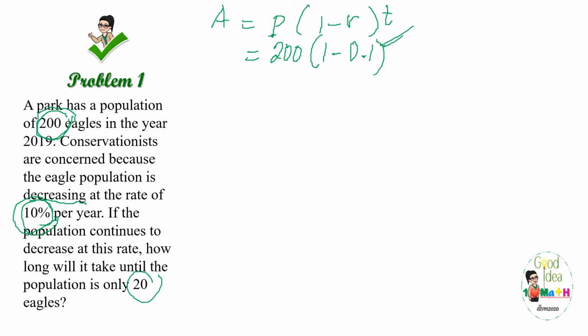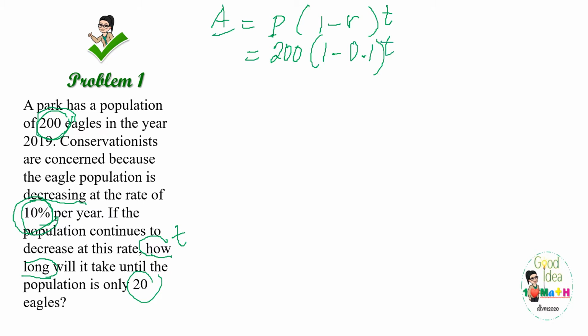Do we have time here? So there's none. How long will it take? How long will it take is referring to time, which we do not know. So this is time, that's why t here remains t. T is missing, or time is missing. So let me write t here as is. T is missing, so simply copy t.